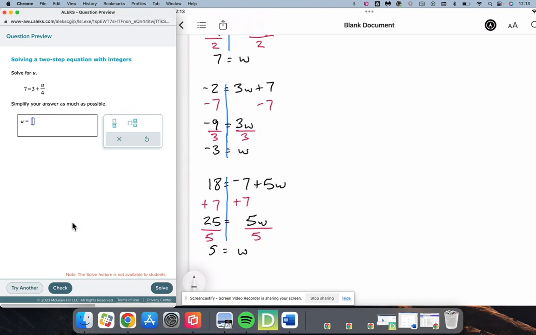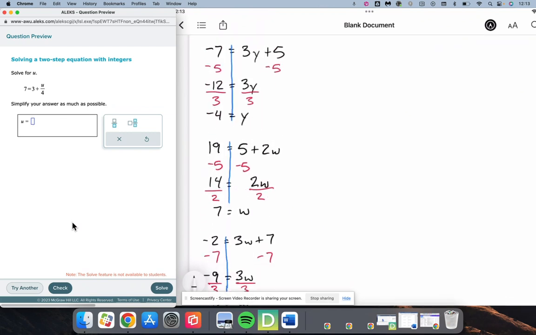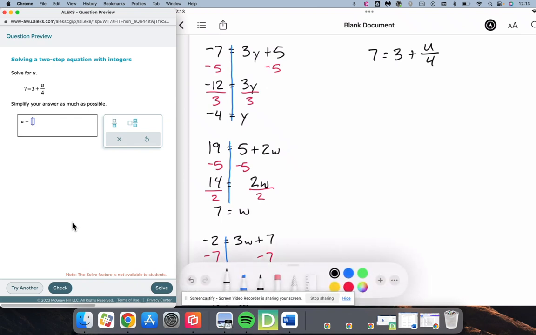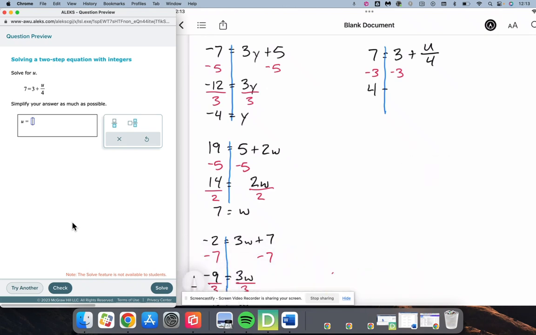One more. This is a unique looking one. We have 7 is equal to 3 plus u over 4. So there's a couple things I could do here. I could go ahead and multiply everything by 4, which is actually what I'll teach you to do in a later lesson. But for the purpose of today, we'll go ahead and leave the variable alone, get it by itself first. And so what we're going to do is notice that we are adding 3. We're going to subtract 3 from both sides, giving us 4 is equal to u divided by 4.